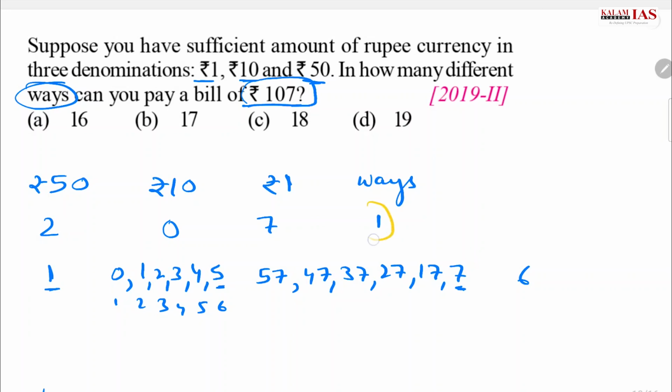पहले केस में एक तरीका ही था जब हम 50 रुपये के 2 नोट ले रहे थे. अगर हम 50 रुपये का एक नोट लेते हैं तो 6 तरीके हमारे पास 107 रुपये का बिल भरने के. इसमें सिर्फ एक तरीका था.